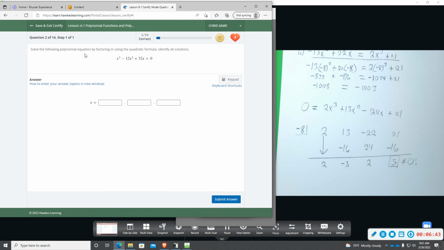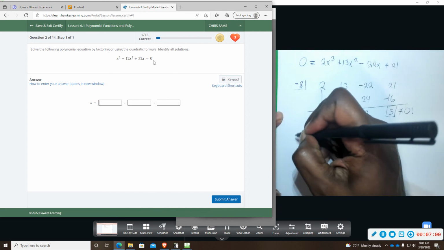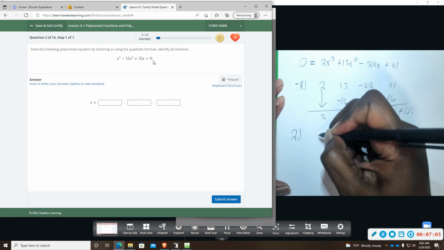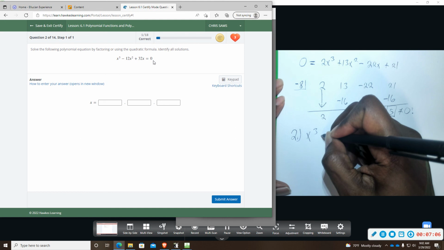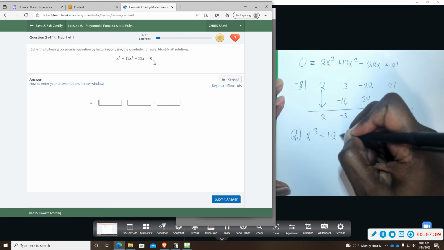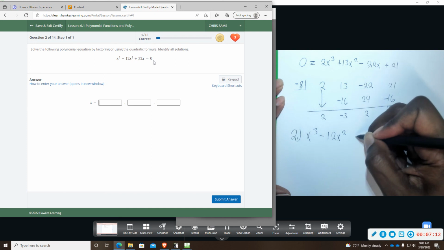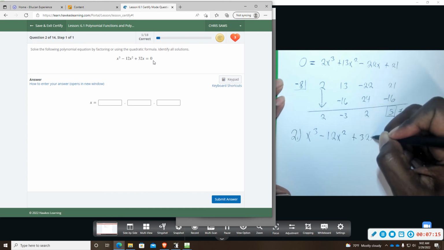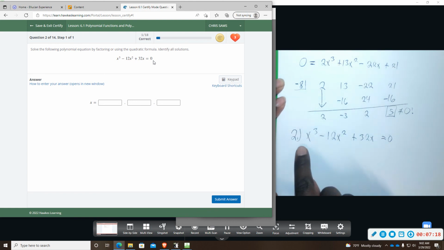All right, and then we'll go ahead and do number 2 here. We want to solve the polynomial equation by factoring or using the quadratic formula. All right, so we have x cubed minus 12x squared plus 32x equals 0. So x cubed minus 12x squared plus 32x equals 0. All right, so first of all, I'm looking to see what all these terms have in common, and all of them have an x, so I'm going to factor out an x.